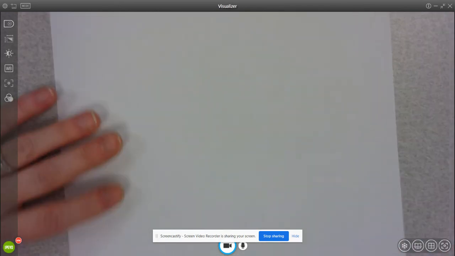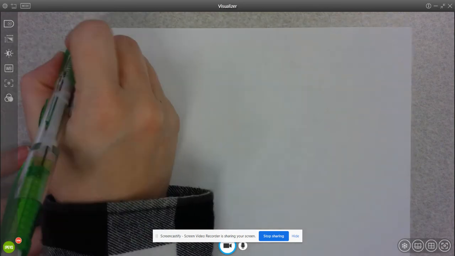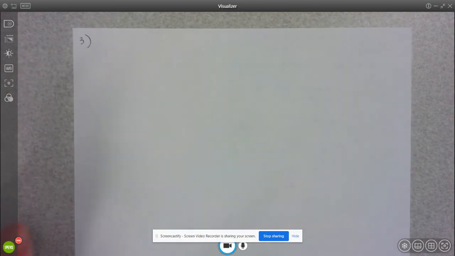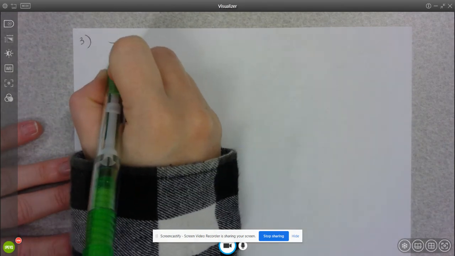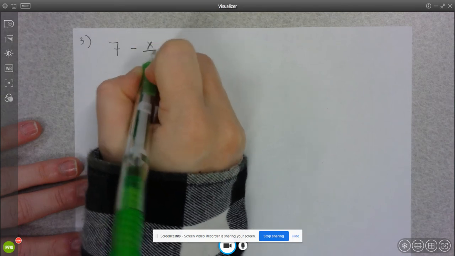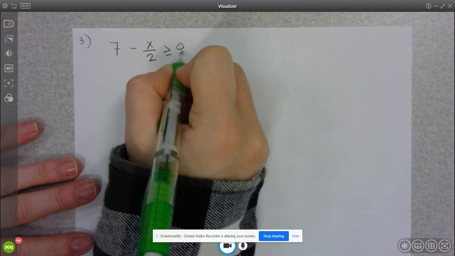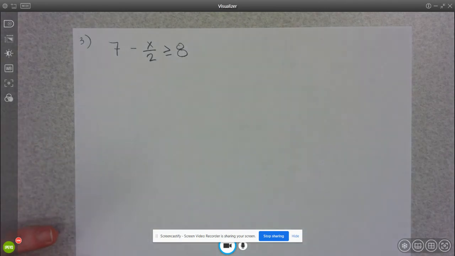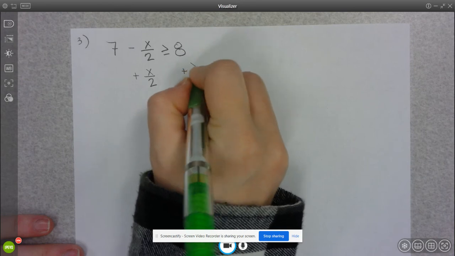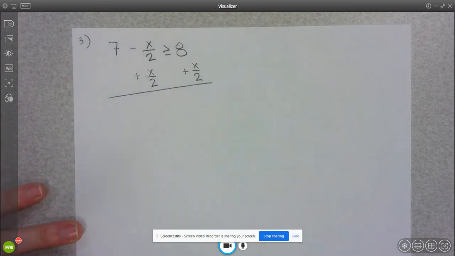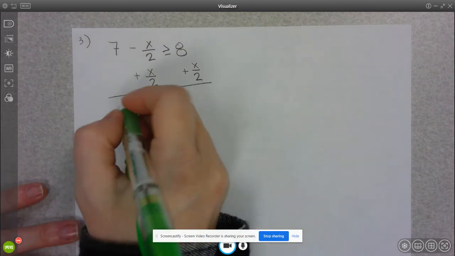So let's look at another one that we could do like that, 2 different ways. And for this question, I'm going to do it both ways again. So I'm going to have 7 minus x divided by 2 being greater than or equal to 8. So if I was going to leave my coefficient positive throughout this entire process, I have to actually force it to be positive right off the bat. So I'm going to add this fraction to the other side so that I'm forcing that coefficient to be positive.